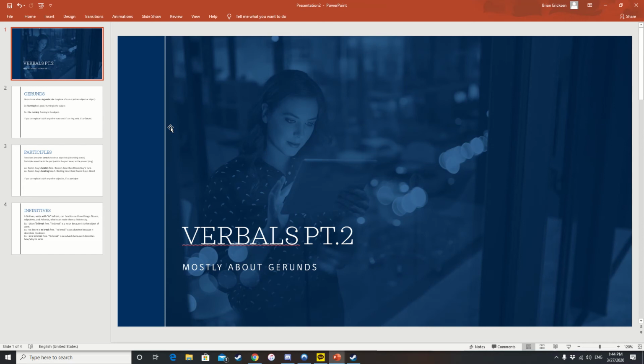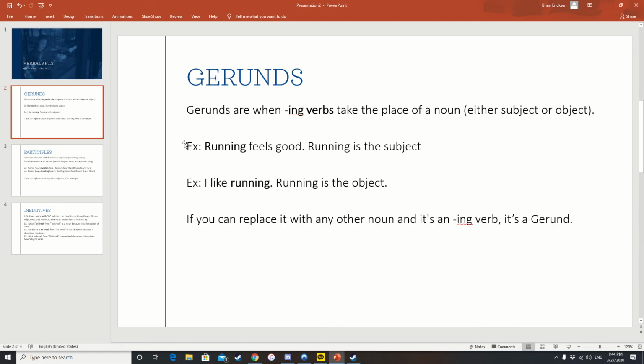Good morning, class. I just wanted to review these a little bit more in detail, specifically gerunds, because that seems to be where, interestingly enough, a lot of you really struggled. So let's jump into it. Gerunds are when ing verbs take the place of a noun, either as a subject or an object. What's important here is that gerunds are ing verbs. If it's not a verb that ends in ing, it is not a gerund.